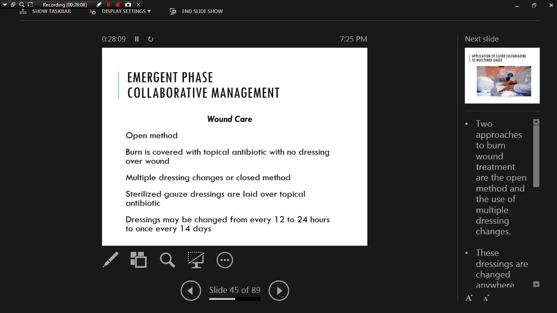So the open method of wound care, the burn is going to be covered with a topical antibiotic, but with no dressing over the wound. These patients are going to have multiple dressing changes or closed method. And so those patients are going to have a sterilized gauze dressing that's laid over the topical antibiotic. So dressings can be changed from every 12 to 24 hours to once every 14 days.